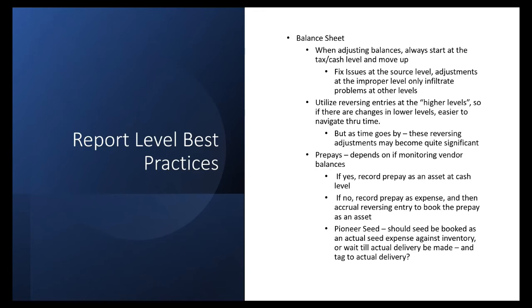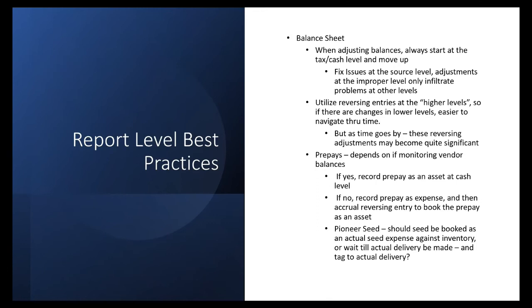Yeah, it's very limited. So my encouragement is on pre-Pioneer seed, when you really don't know for sure what that final delivery is, again, to record that as an asset, and then when you get the actual invoice in, bring it back in as an expense. But Pioneer seed, they're always a battle to work with. But you're expensing it for tax.